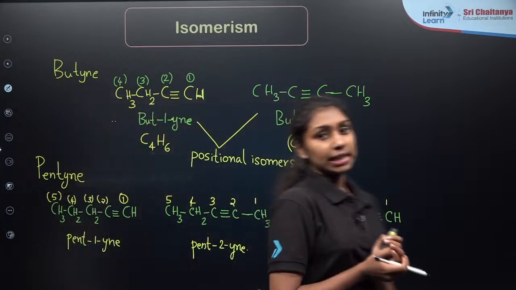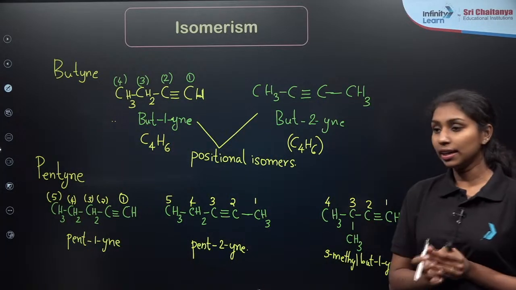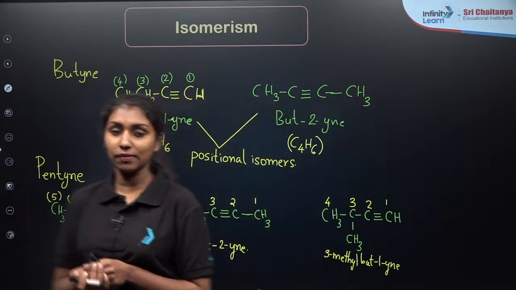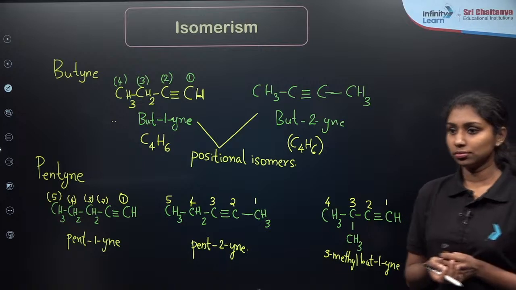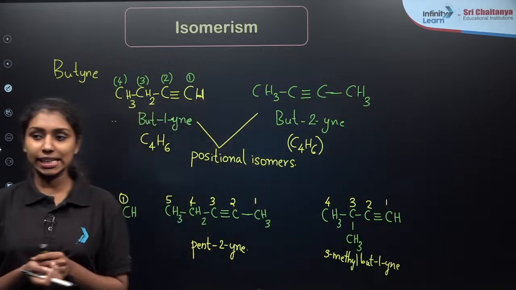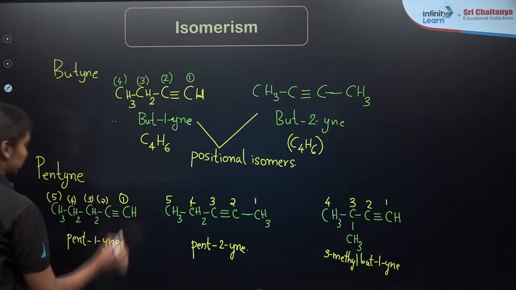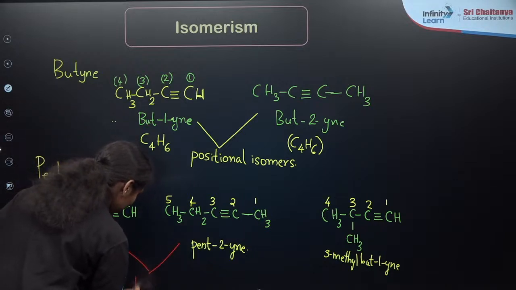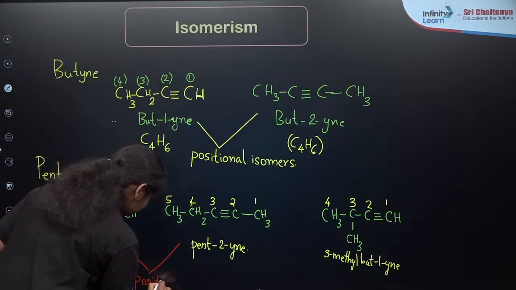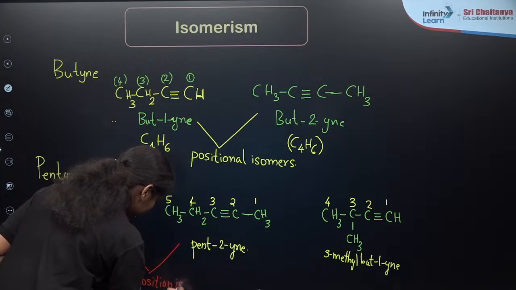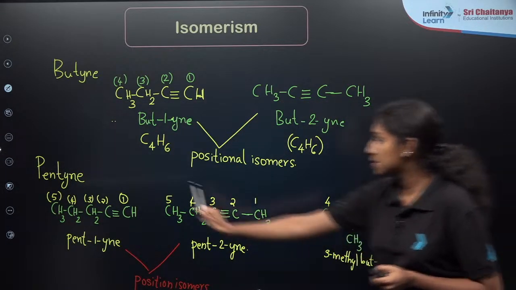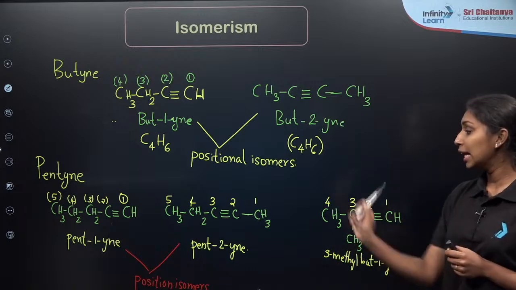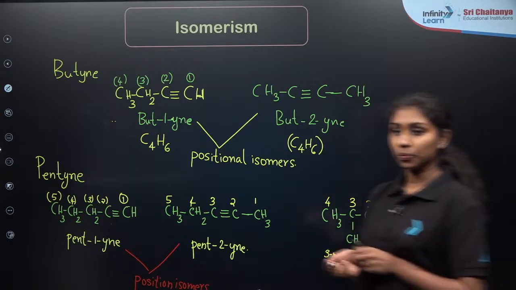So here you can see three sets of isomers. Just mention which are the position isomers and which are the chain isomers. Yes, first and second are position isomers, right? Okay, these are the position isomers. Then what about the others? If I am taking the first compound and the third compound, is it a positional isomer or chain isomer?